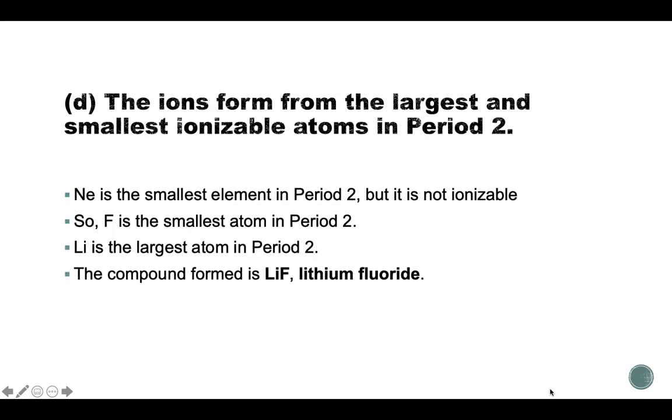Lastly, the ions form from the largest and smallest ionizable atoms in period 2. Atomic radius decreases across a period from left to right, so neon is the smallest element in period 2. However, it is not ionizable because noble gases have a complete octet, making them very stable and unlikely to gain or lose any electrons. So fluorine is the next smallest atom in period 2, whereas lithium is the largest atom in period 2. Therefore, the compound formed from this ionic interaction is lithium fluoride.